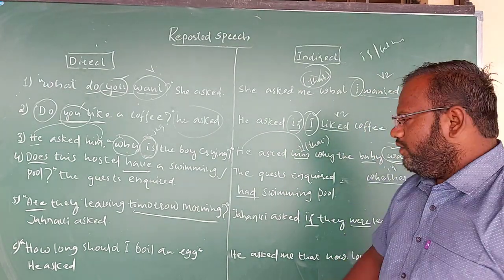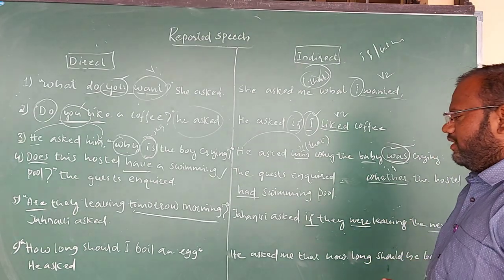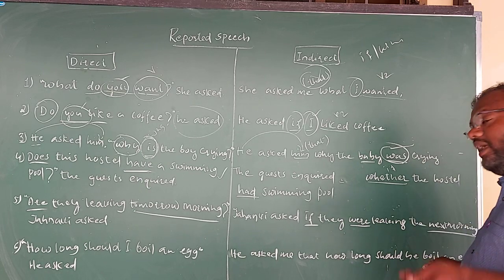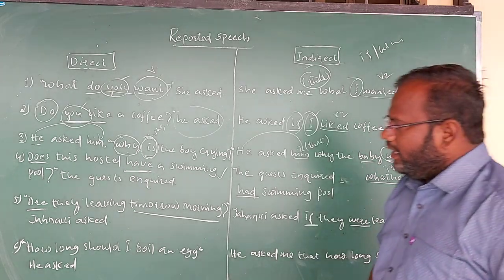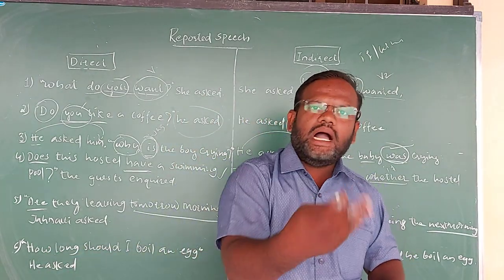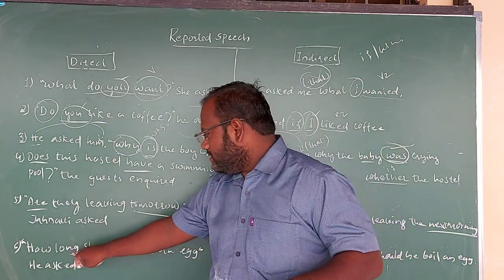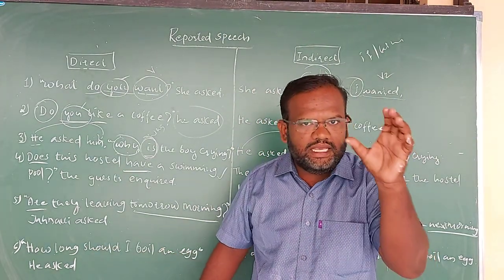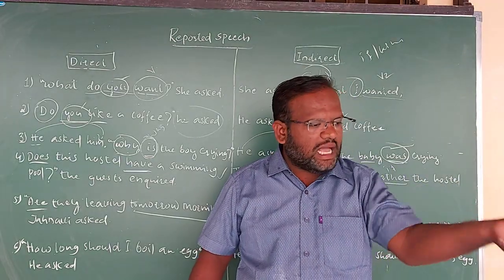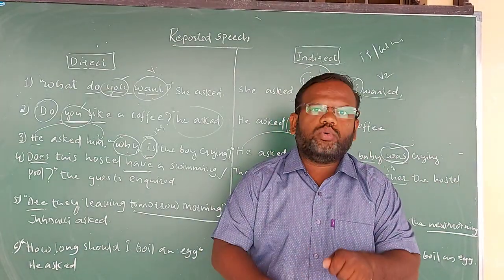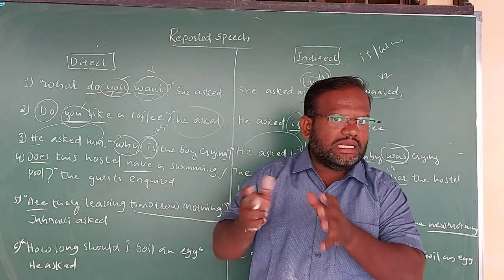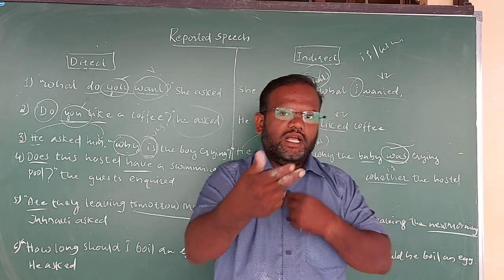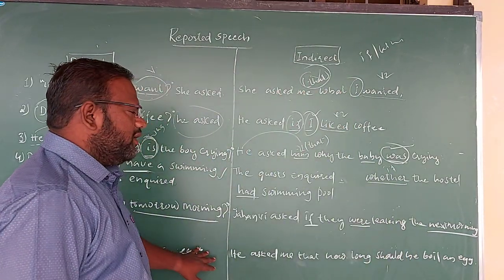He asked. So when we change it into indirect speech, it will become: he asked me how long he should boil an egg. Because he is asking somebody else about himself here. "How long should I cook this? How long should I boil this?" Such a question he is asking somebody else, but it is related to himself. So the third person to third person will remain.